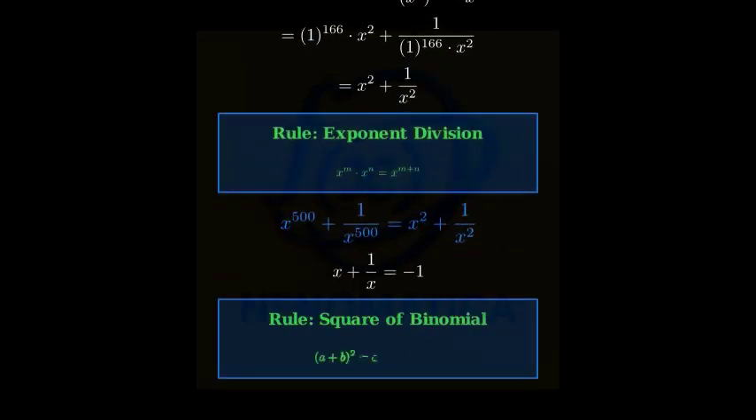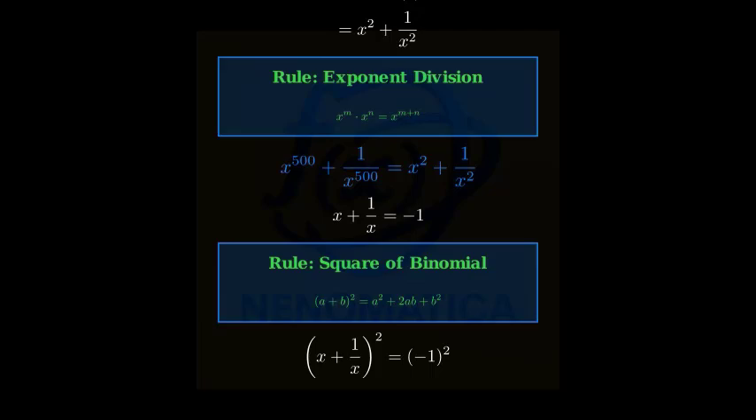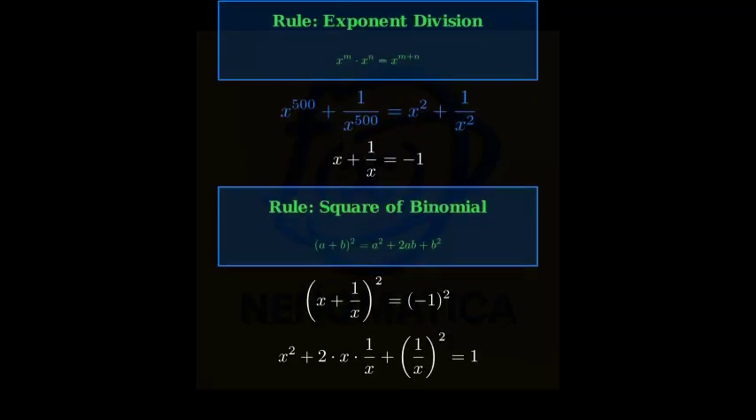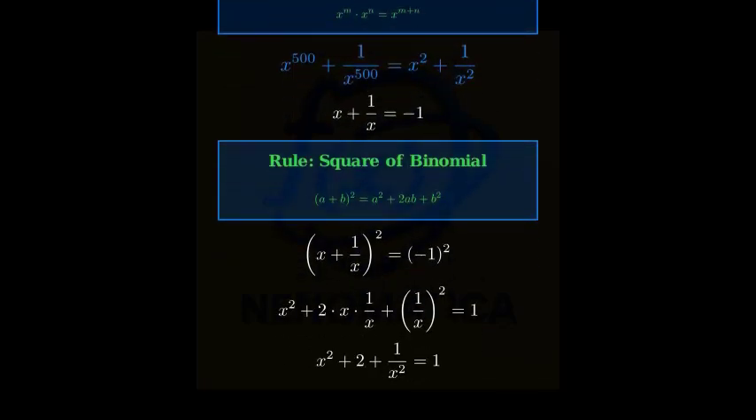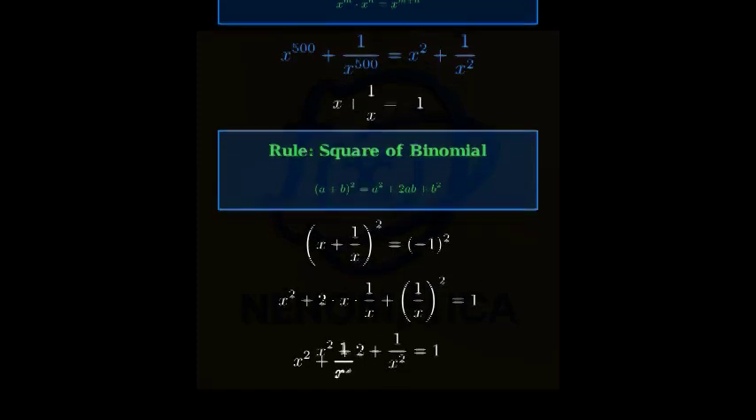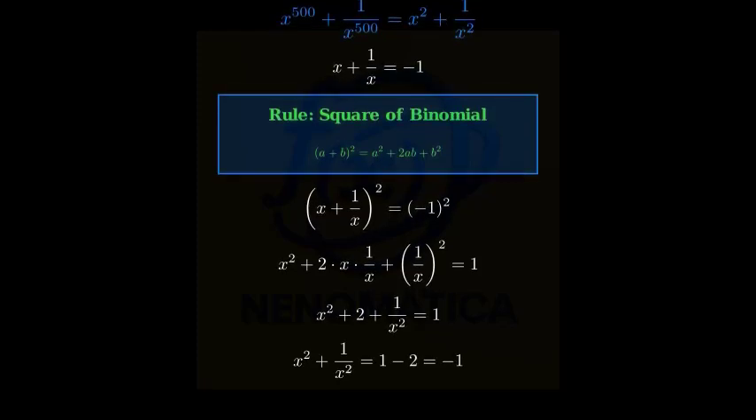The square of a sum of two terms equals the square of the first term plus twice the product of the terms plus the square of the second term. Let's square both sides of our equation. x plus 1 over x equals -1. We get the square of x plus 1 over x equals the square of -1. Expanding the left side, we get x squared plus 2 times x times 1 over x plus the square of 1 over x equals 1. Since x times 1 over x equals 1, we get x squared plus 2 plus 1 over x squared equals 1. Rearranging, we get x squared plus 1 over x squared equals 1 minus 2, which equals -1.